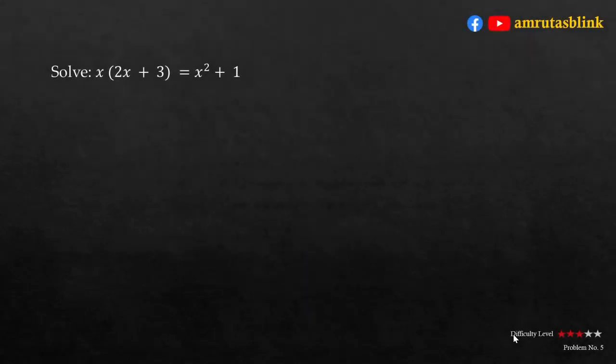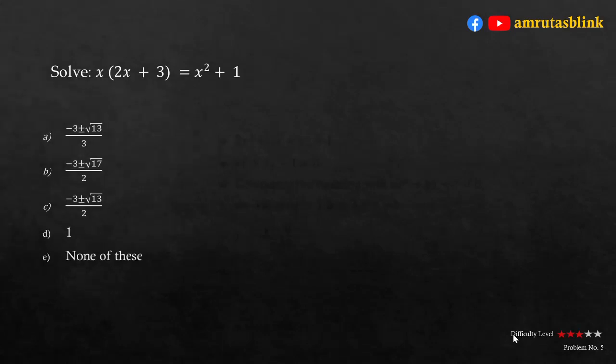Solve x into 2x plus 3 is equal to x square plus 1. Options: minus 3 plus or minus root 13 upon 3, minus 3 plus or minus root 17 upon 2, minus 3 plus or minus root 13 upon 2, 1, and none of these.